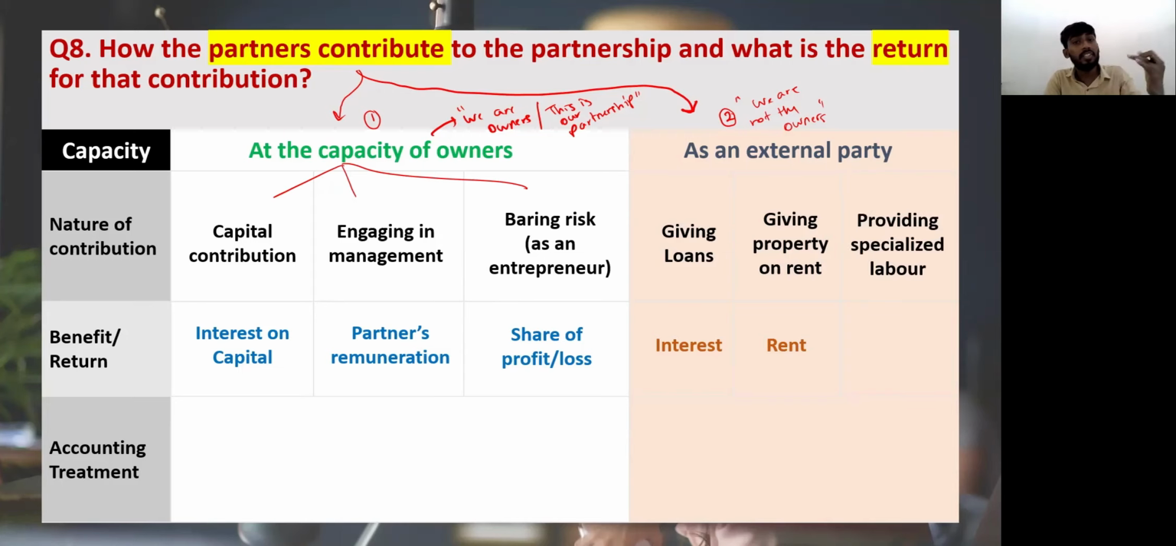Then providing specialized labor. I'm a chartered accountant, I will provide accounting related specialized services. I'm a lawyer, I will provide legal services. I'm an engineer, I will provide engineering services. Likewise, if we are providing specialized labor relating to a profession, for that we can get an employee salary. There we are not engaging in the management in the capacity of an owner, but we are providing specialized labor based on a profession.